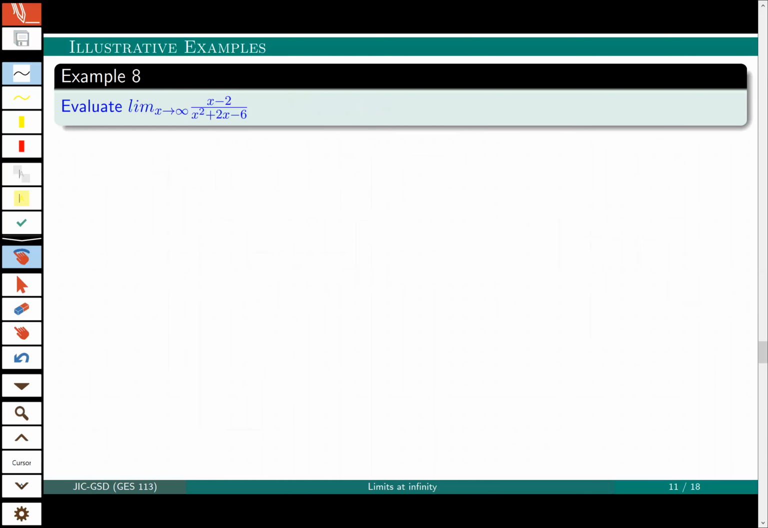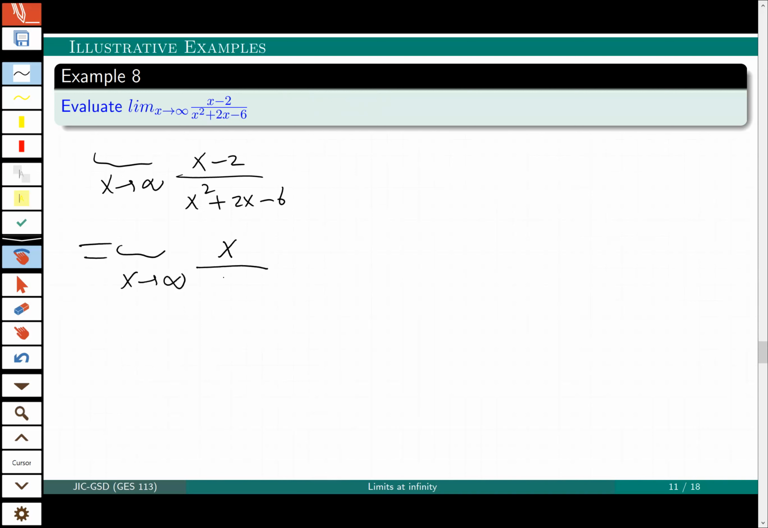Now, when we have the limit when x goes to infinity of x minus 2 over x squared plus 2x minus 6, we take the largest power only in each. So here it will be x, here it will be x squared. So that's the limit when x goes to infinity of 1 over x, which will be 0.